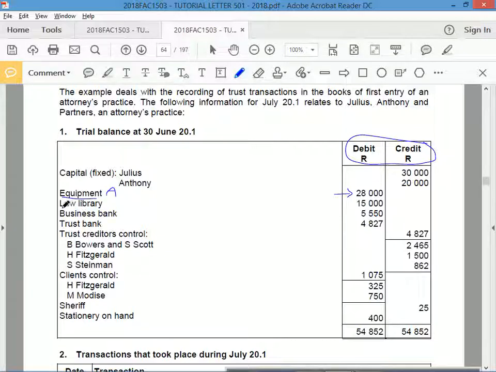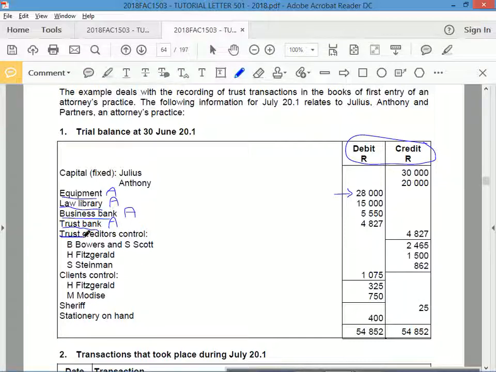Law library. Correct, that's why it's a debit, because assets have debit balances. Business bank account, assets. Capital's capital, it identifies itself. Trust bank account, also an asset, but belonging to the client. There'll always be 2.